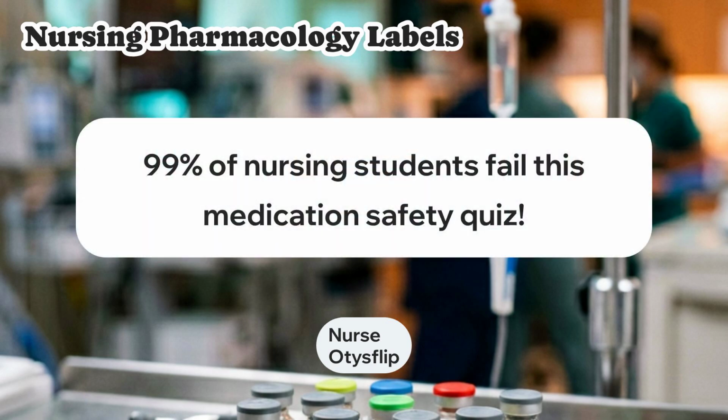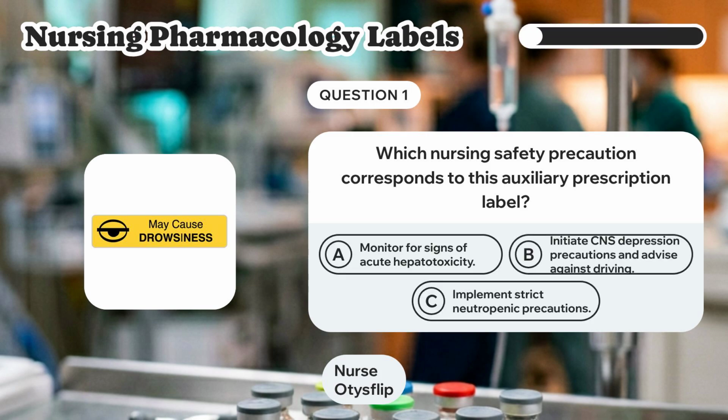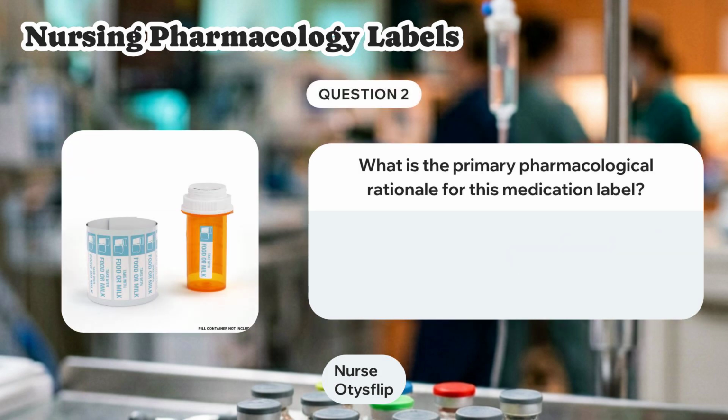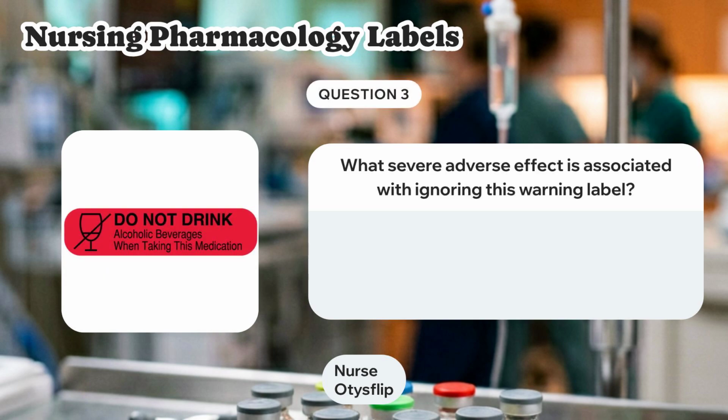99% of nursing students fail this medication safety quiz. Which nursing safety precaution corresponds to this auxiliary prescription label? What is the primary pharmacological rationale for this medication label? What severe adverse effect is associated with ignoring this warning label?